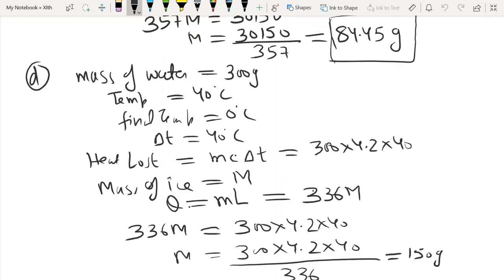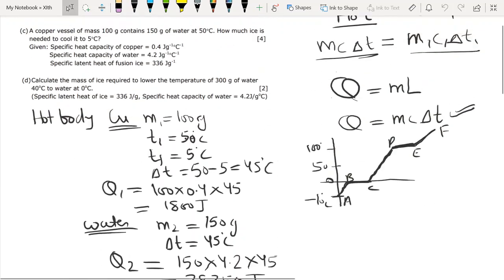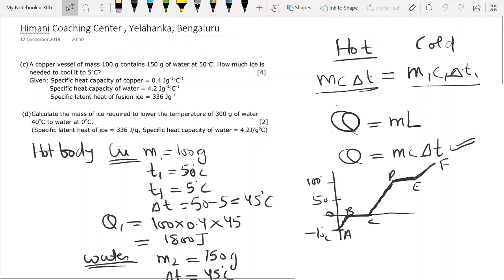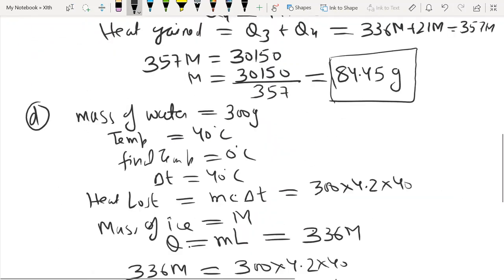So this is how we approach these kind of questions. Again, just for understanding, heat lost is equals to heat gained, that is principle of calorimetry. Whenever there is change of phase, heat is given as ml, and whenever there is change in temperature for the same substance or same phase like solid or liquid or gas, heat is given by mc delta T. So this is how you are supposed to solve these questions.